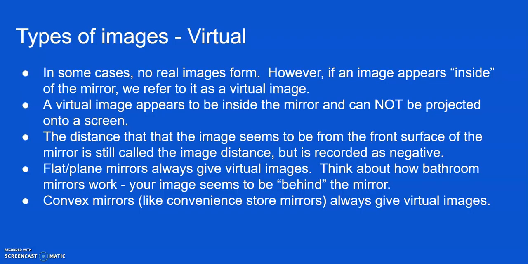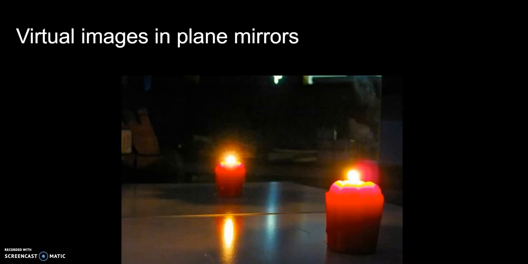Now, virtual images. These are the cases where no real images form, but rather you get an image appearing inside of the mirror. We call it a virtual image. It appears to be inside the mirror and cannot be projected onto a screen. And this is very much like convenience store mirrors or side view mirrors in cars or those blind spot mirrors. And here's an example of a virtual image in a mirror right here. Now, we're going to talk a little bit more about how these images form in our very next slide.